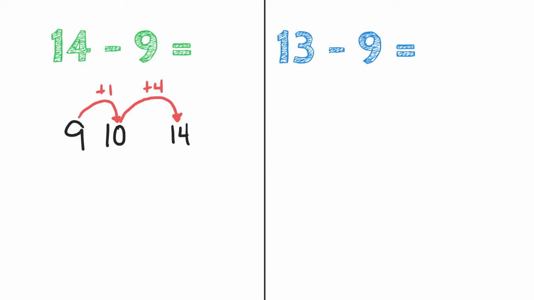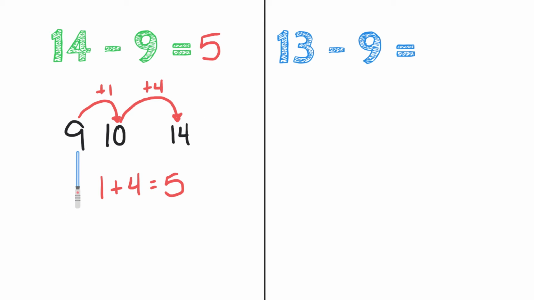All right, now I'm getting back over here to my numbers. So I've got 1 move and then I moved another 4 spots. So I'm going to add those up. 1 plus 4 equals 5. So there's my answer. 14 minus 9 equals 5.